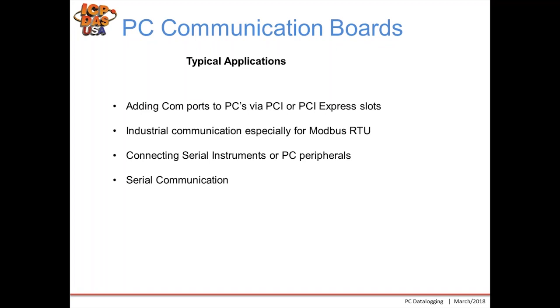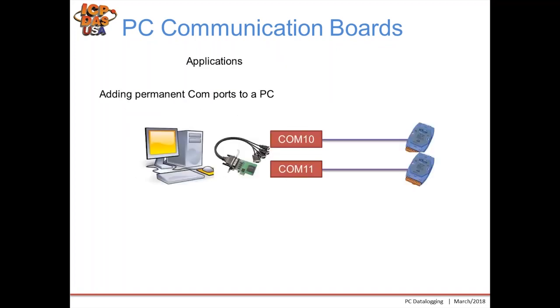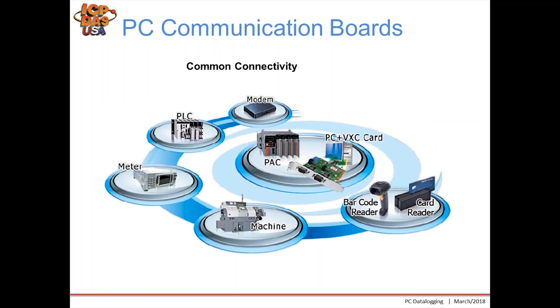Here's just a quick picture showing, again, the ability to add a permanent COM port to your PC by using one of your PCI or PCI Express slots. And you just create COM 10 and COM 11 in this case, but you can always set those up in your PC as well. Here's some of the common connectivity suggestions. Cellular modem or standard modem, PLCs, meters, barcode readers, and card readers, as well as automation equipment.